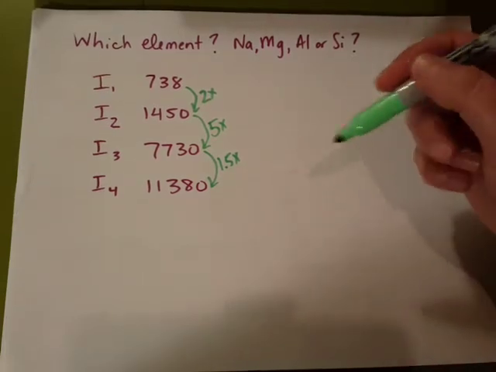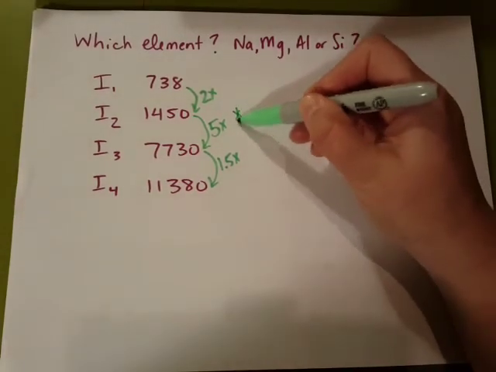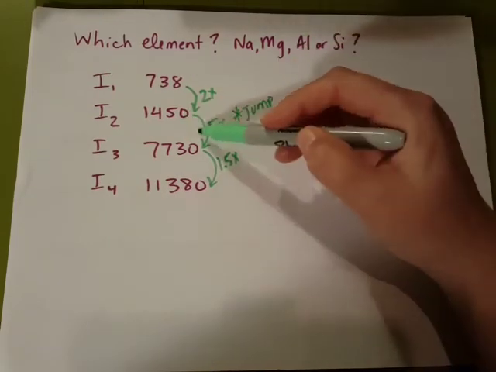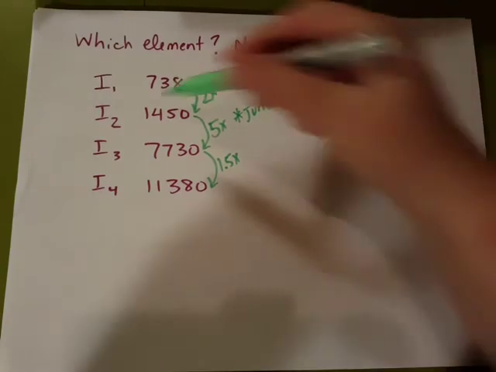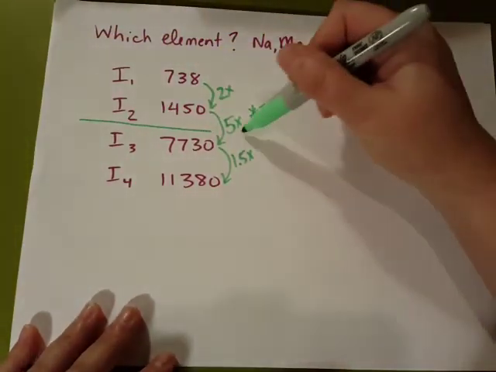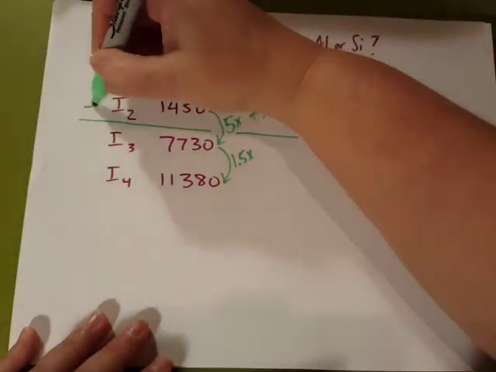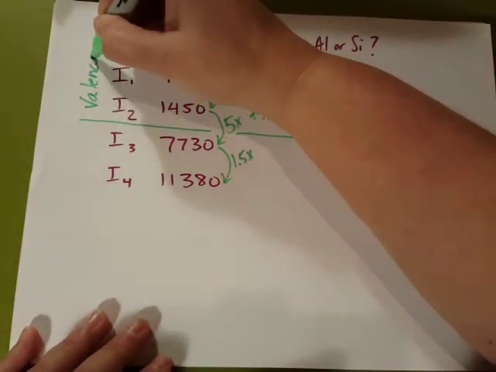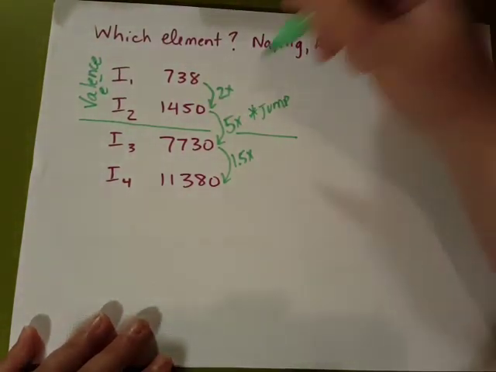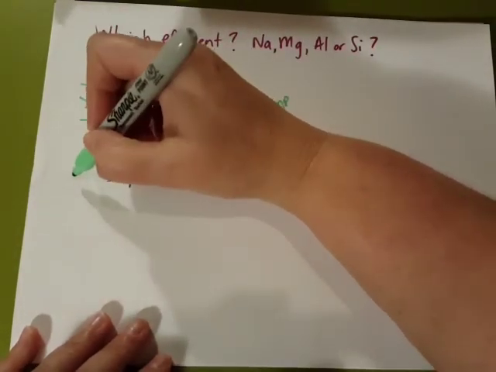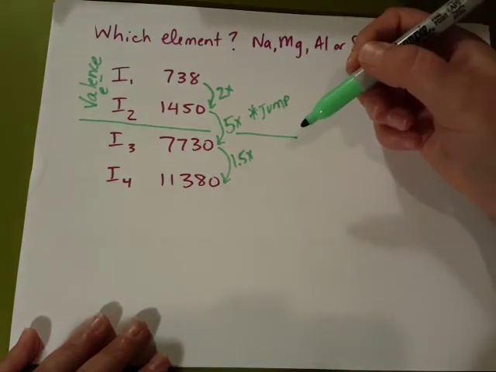So looking at this and saying, okay, this is obviously the big jump. The jump is from 2 to 3. And what does that mean? I think it's a good idea to kind of draw the line. It means that these are our valence electrons, and that this is in a lower energy level or shell.